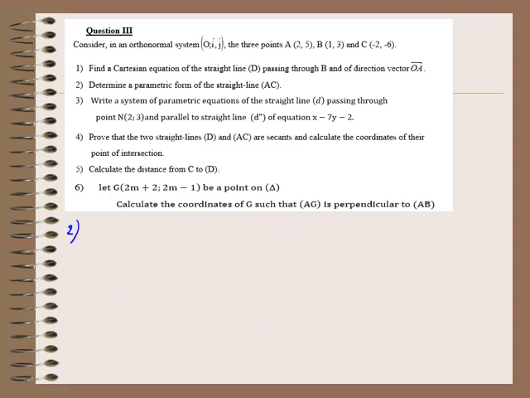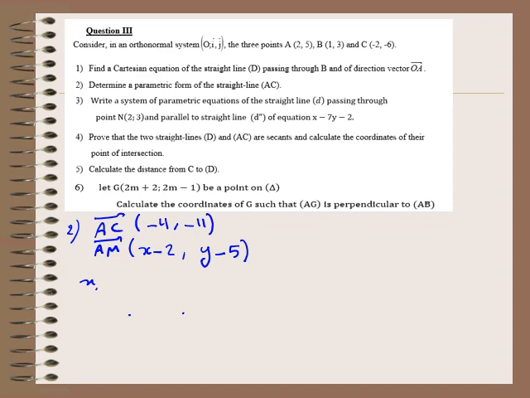Number 2. Determine the parametric equation of straight line AC. We need two vectors, AC and vector AM. AC has coordinates xc minus xa, yc minus ya. So xc minus xa is equal to minus 4, yc minus ya is minus 11. Vector AM is xm minus xa, ym minus ya, so x minus 2 and y minus 5.